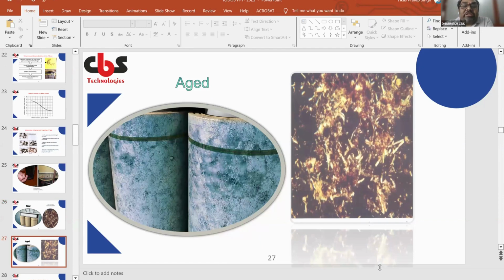Now see the difference. It is the aged paper. You can see a lot of moisture in the aged paper, and the microscopic slide shows that earlier the bonding was very close. Now you see the bonding between these microscopic slides has scattered.